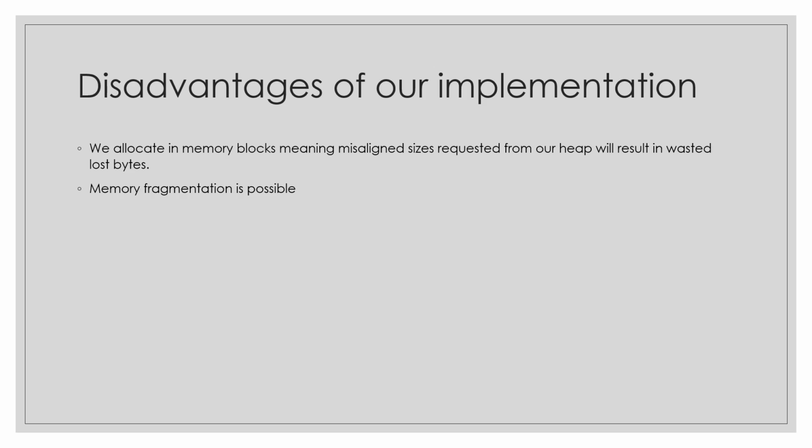So the disadvantages of our implementation, we can allocate in memory blocks, meaning misaligned sizes. So for example, back to the 5,000 bytes situation, we have to give it another 1,500, 2,000 bytes for it to work in our implementation. Now obviously there's a lot of advantages to using block size heaps. They're faster, for example. But we do waste memory here.